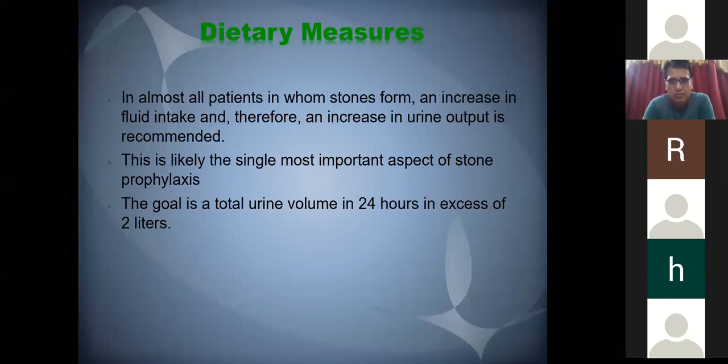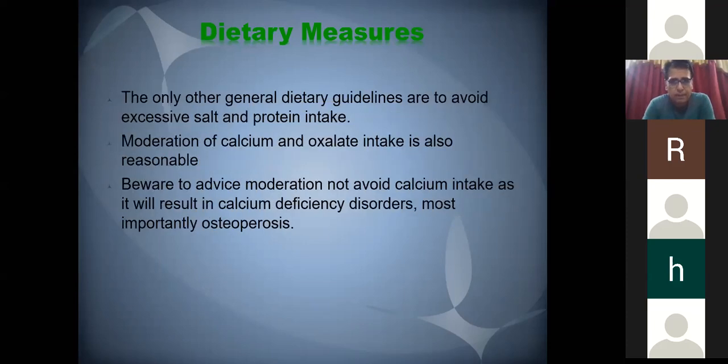Dietary measures are mandatory to tell everyone: they should have an excessive amount of water intake, so that they have a total urine output of more than 2 liters in 24 hours. Salt and protein should be taken in lesser amounts because these are the most common reasons causing every kind of stone.